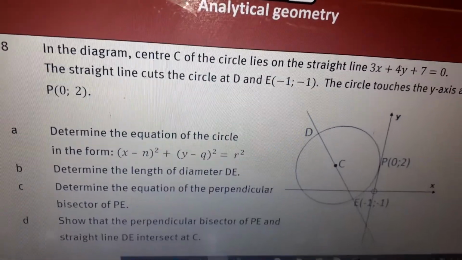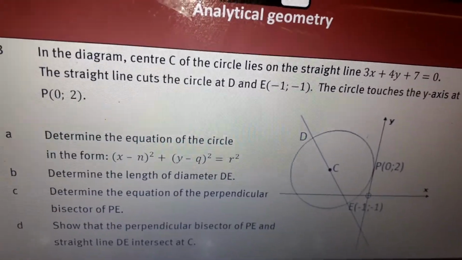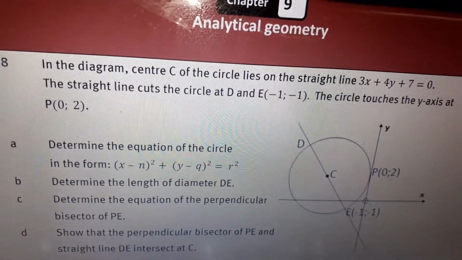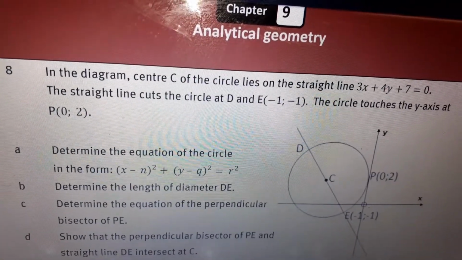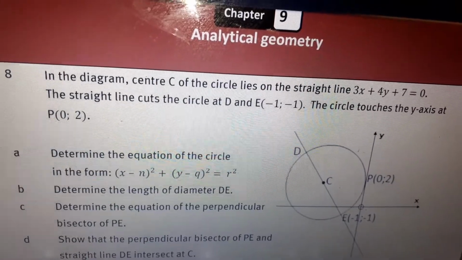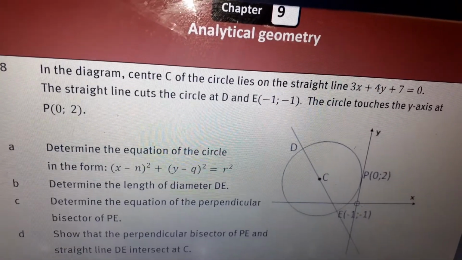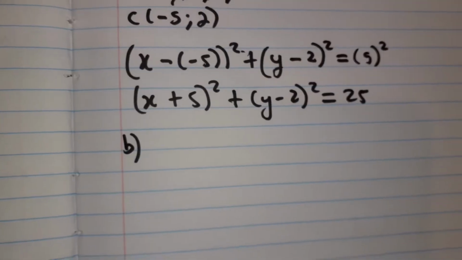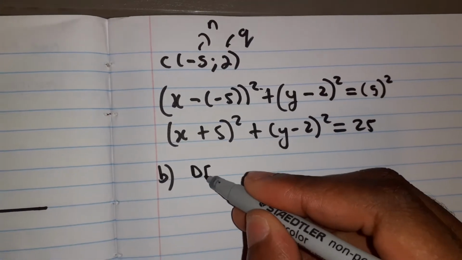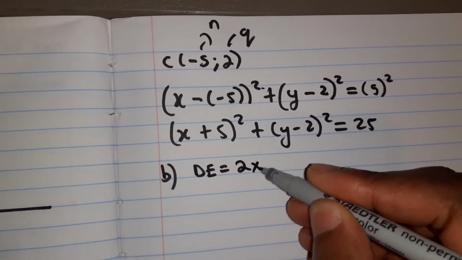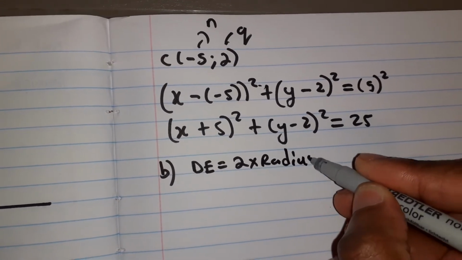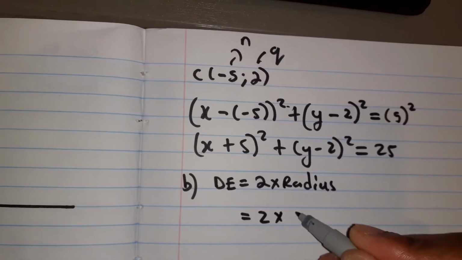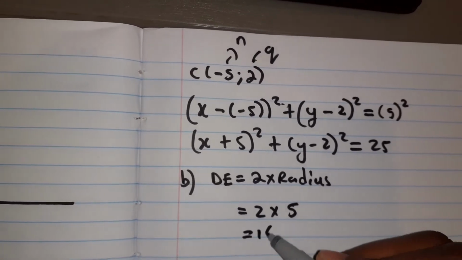So you should reach the end of the question to determine the length of DE. DE is the diameter, and the radius is already 5. So we just take the radius and multiply it by 2, then we get DE. So DE is equal to 2 times the radius. The radius is 5, then that will be 10 units.